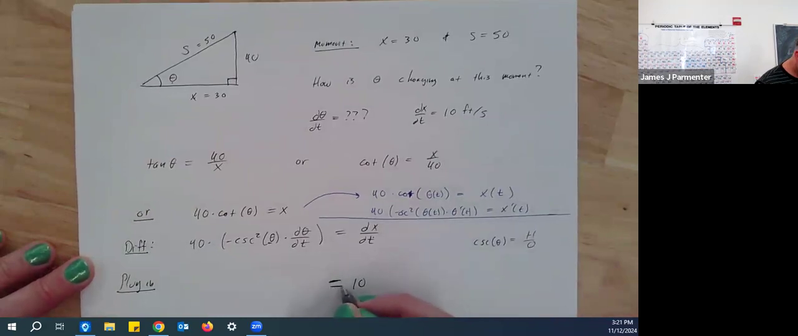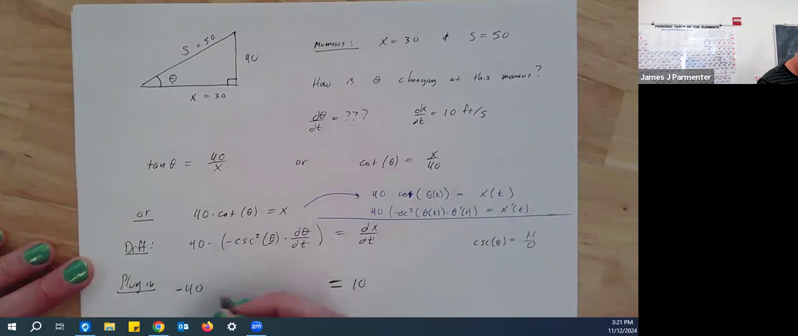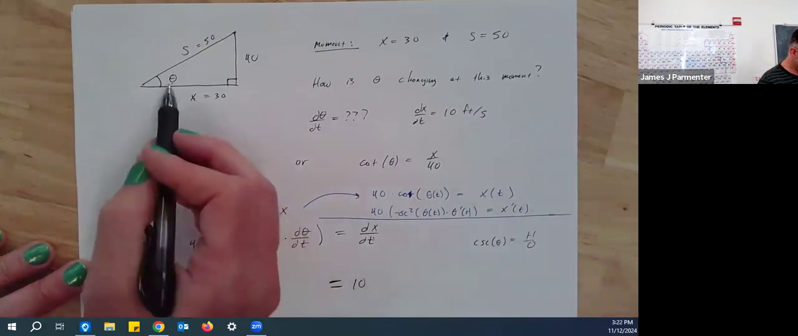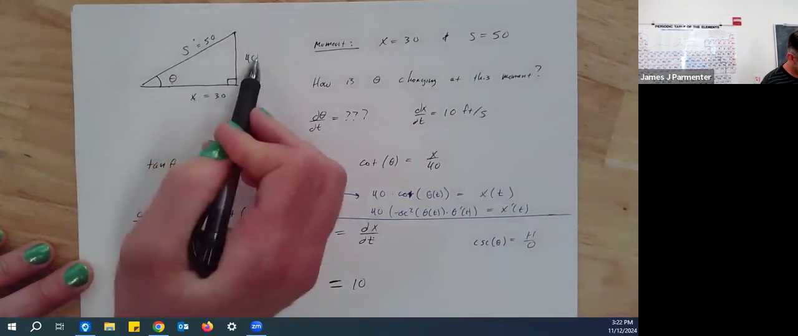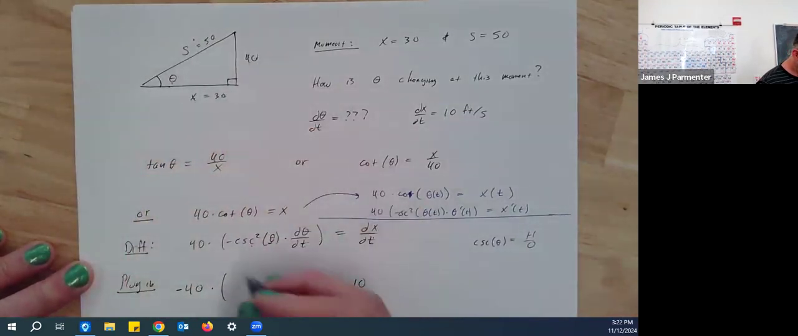So in this case, I'm going to get 40. Let's put the negative out in front of 40 here. I'm going to get negative 40 times cosecant of theta, which is going to be the hypotenuse over the opposite. So 50 over 40, or 5 over 4, squared times d theta dt.